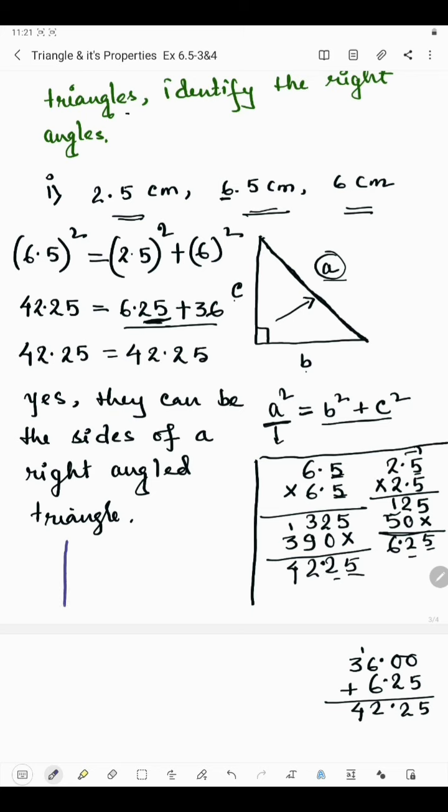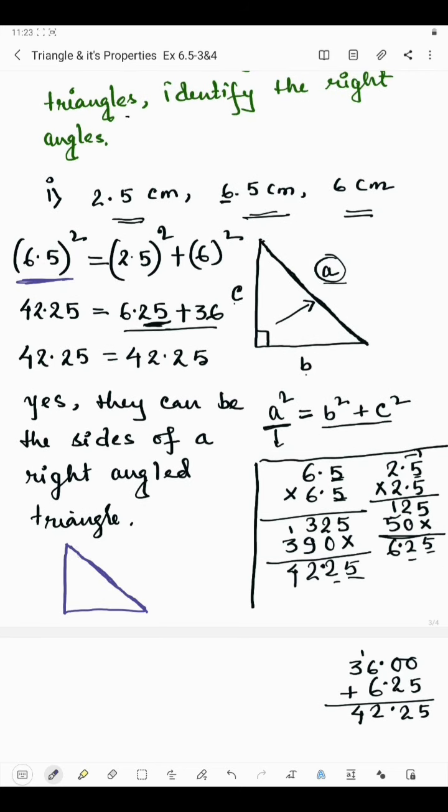Now we know that opposite of 90 degree is the longest side. Suppose this is the right angle triangle and this is 90 degree and opposite of 90 degree is the longest side. So this is the longest side here. So it's 6.5 centimeter and these will be the another two side. So here we can take here also 2.5 centimeter or here also 6 centimeter. So this will be the other two sides. So the longest side here opposite of 90 degree and the other two side is 2.5 centimeter and 6 centimeter.